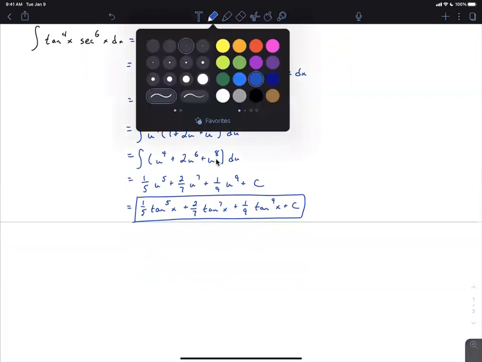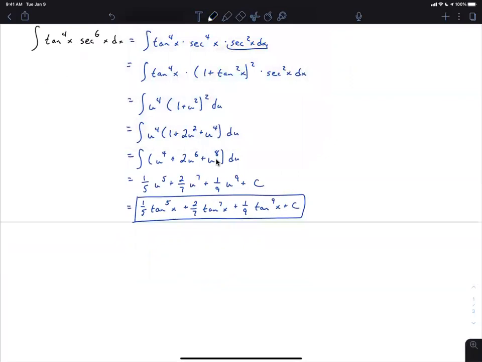So let's try the problem secant to the 4th x dx. So we're going to go ahead and work this together. If you think you know how to do it, you can ignore me or mute me and then go ahead and do it yourself and check it.